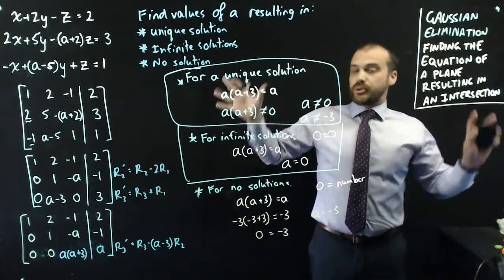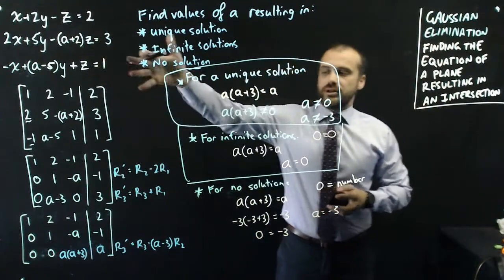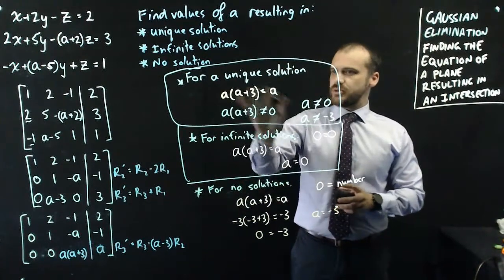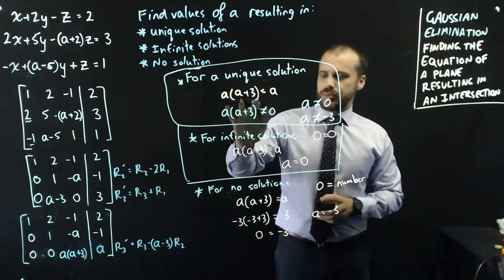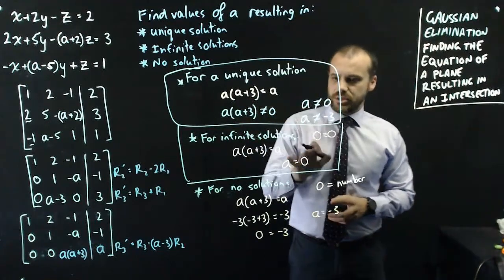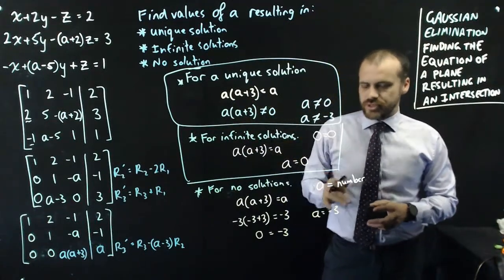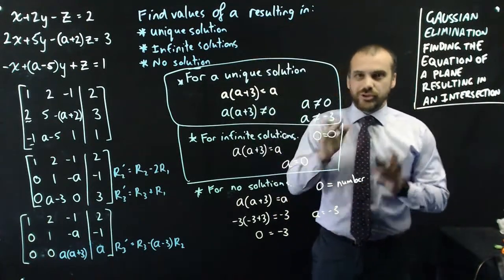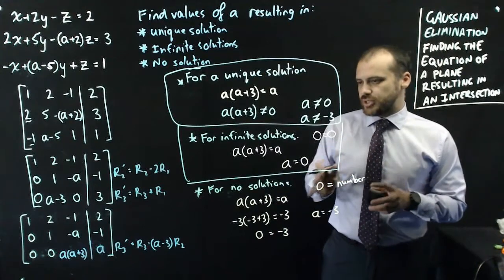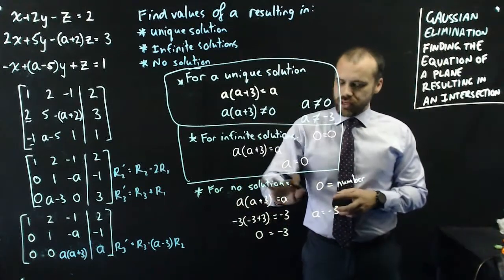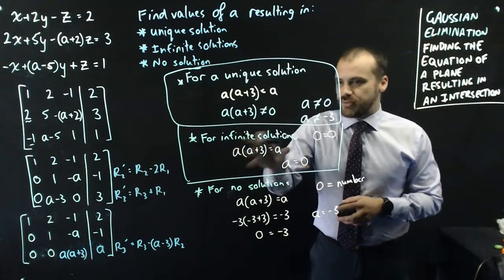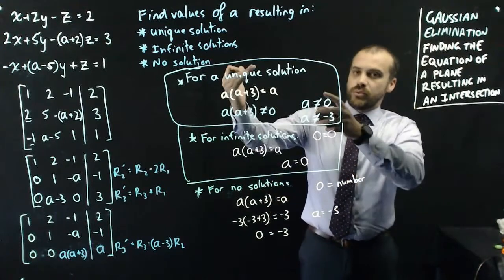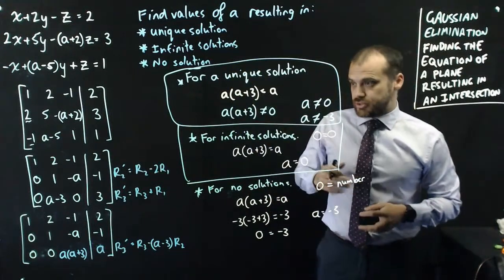So, to cap it all off, if you're doing a question that looks something like this, run through your Gaussian elimination and then consider what these are supposed to look like. This is supposed to be a number equals a number. This is supposed to be 0 equals 0 for infinite solutions, and this is supposed to be 0 equals a number. Now, I've worked in this direction. You might find it easier to work in this direction: find out what gives you infinite solutions, find out what gives you no solutions, and whatever's left over is going to give you unique solutions.